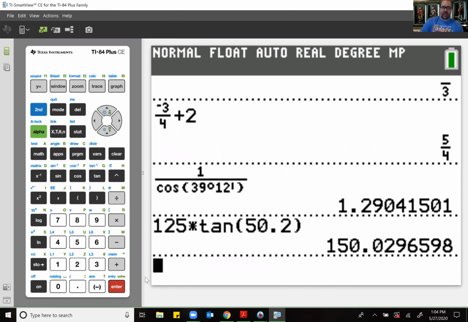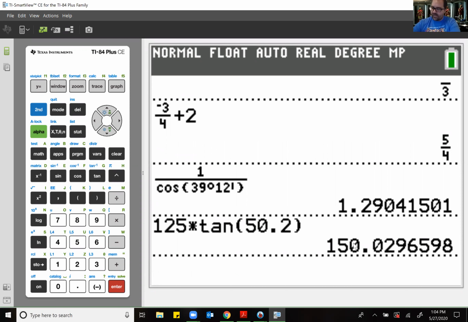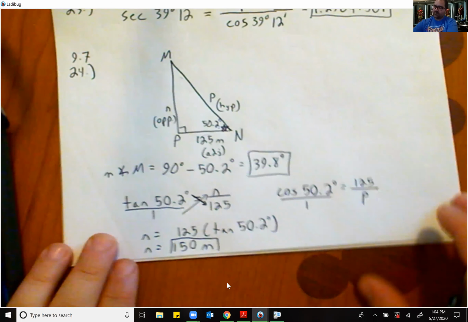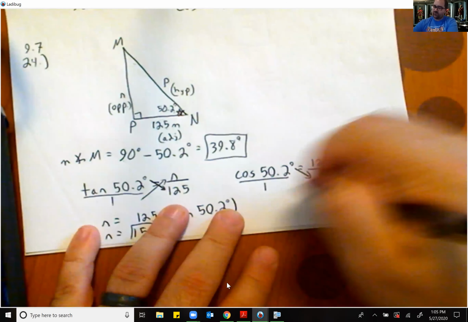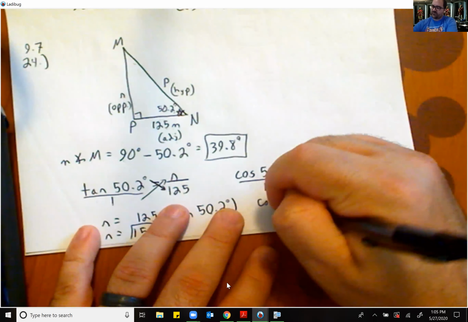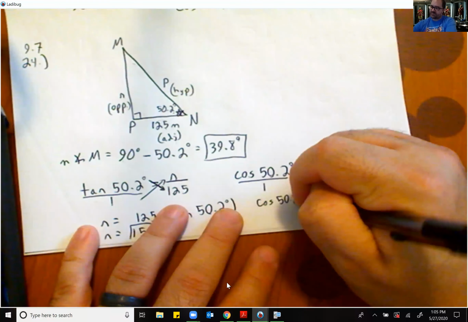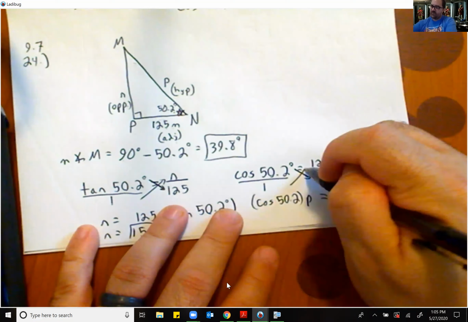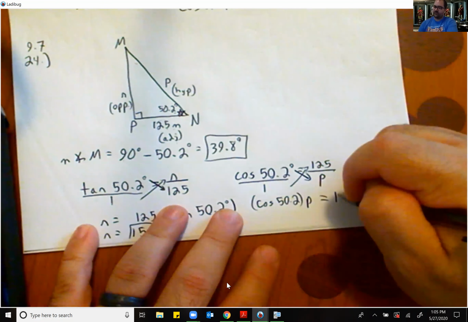To the nearest whole number or integer would be 150. So n is 150 meters. There we go. 150 meters. Over here, cross multiply. So that's cosine 50.2 times p equal to 1 times 125 is 125.